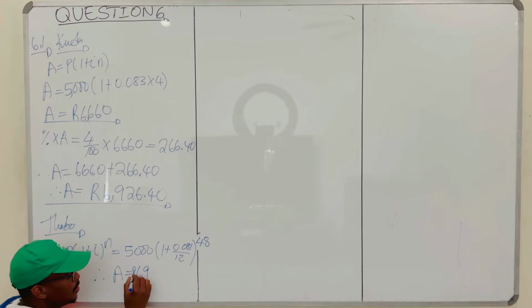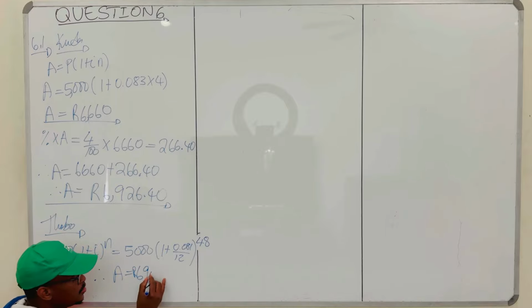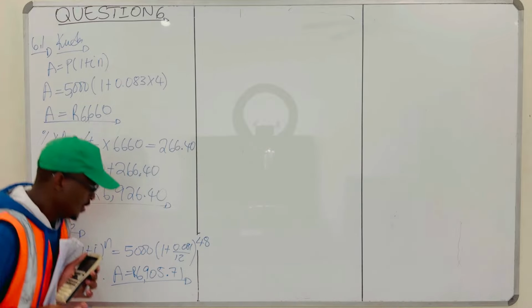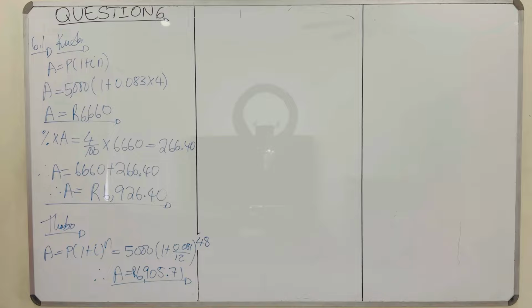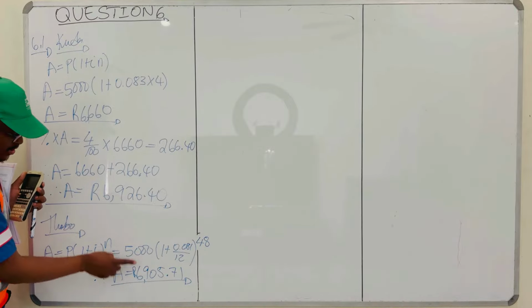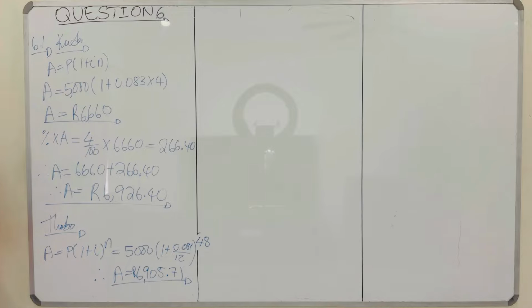6905.71. So it's 6,971. Are you with me? Yes. So you see 692, 690. So Kuda's money will be more.